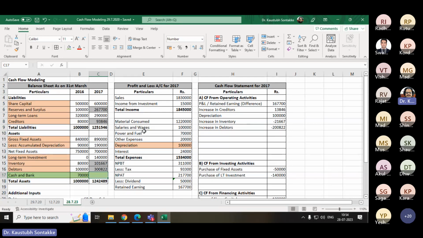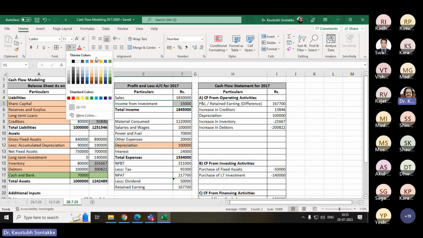Let's look into P&L. Sales are correct, because sales are operating revenue. Now you can see income from investment. While you arrive at the profit of this year, income from investment is added here. Are you agreeing with this?